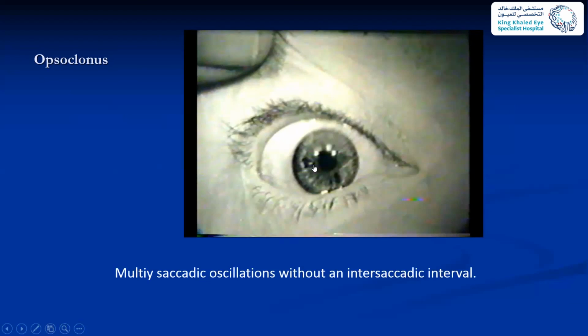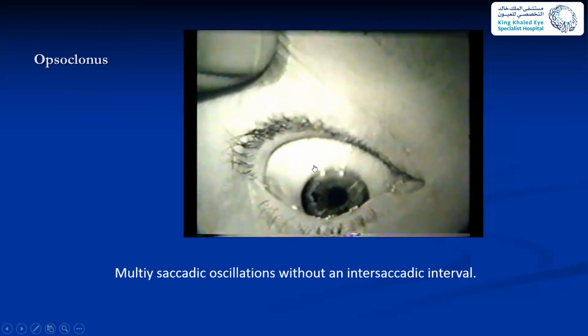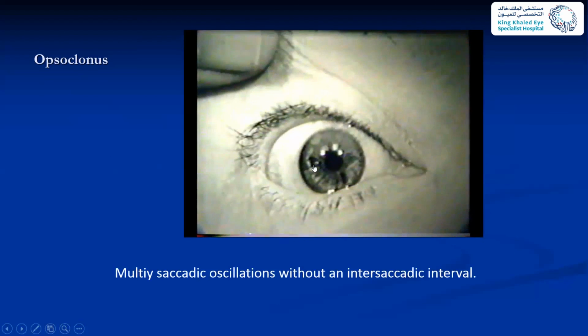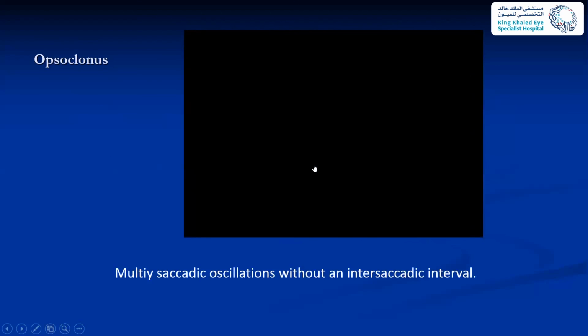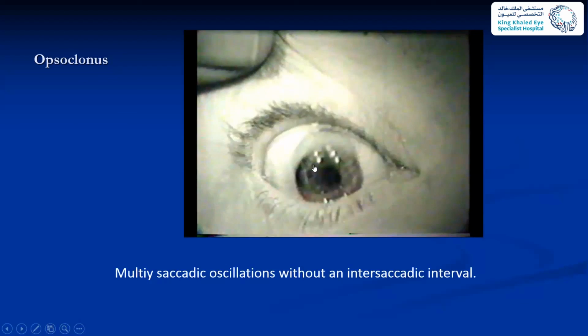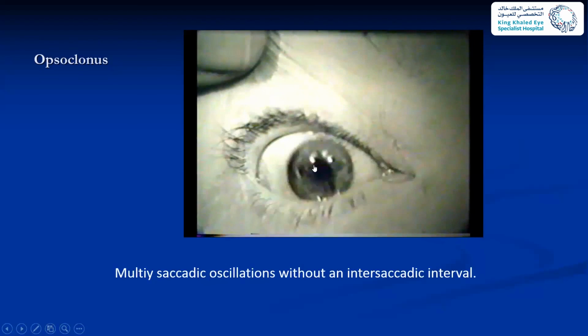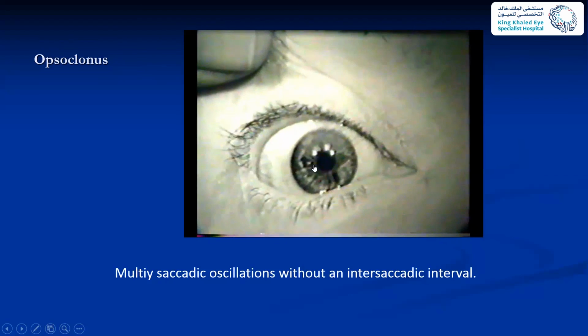So you see, it's just a saccadic movement going in different directions. So this is just to show what opsoclonus looks like.